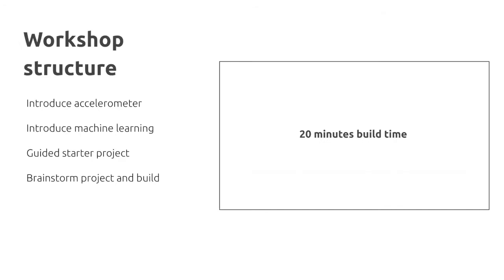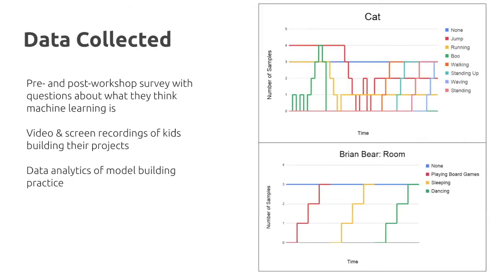So once they've done the brainstorming activity, we gave them 20 minutes to build out their idea using the tool. During this activity, we collected a few different types of data to try to understand how to support kids in this process. So we had a pre and post workshop survey that just asked them generally about their experience using technologies that use machine learning, like voice assistants, like Siri, for example, and also what they think machine learning might be. We also recorded video and screen recordings of how they built their projects and had some data analytics built into the tool.